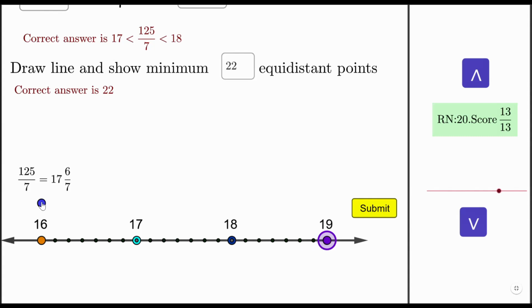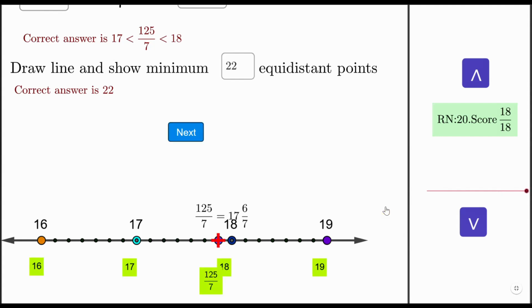And now the position of 125 upon 7, that is 17 full integer 6 by 7. 17 full integer 1 by 7, 2 by 7, 3 by 7, 4 by 7, 5 by 7, 6 by 7. Press the submit button. Now my score is 18 out of 18.